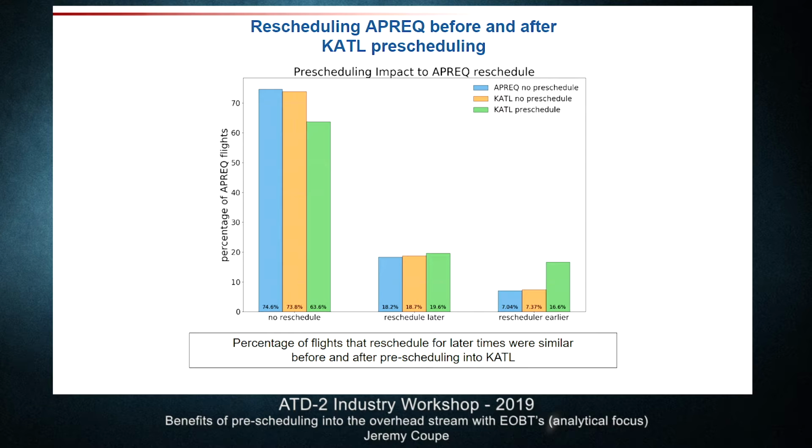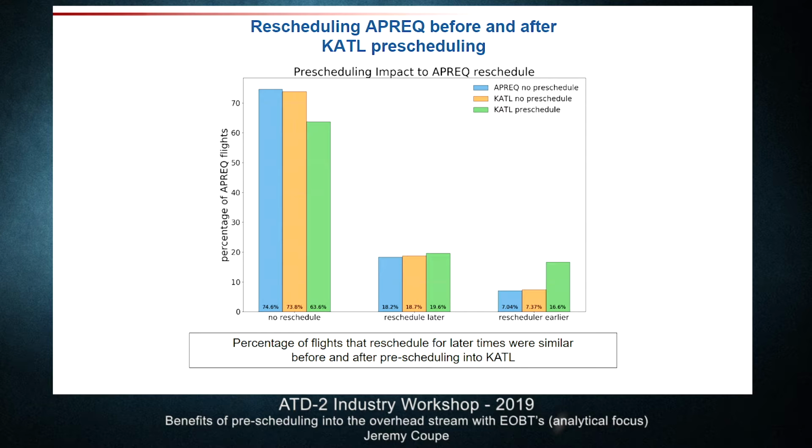So those are the kind of questions we try to answer here with these next graphs. What we see here is 3 data sets. The blue are essentially just general APRECs out of Charlotte. The orange are APRECs out of Charlotte to Atlanta, but that were in that pre-scheduled data set. And the green are APRECs out of Charlotte into Atlanta that are in that pre-scheduled data set.